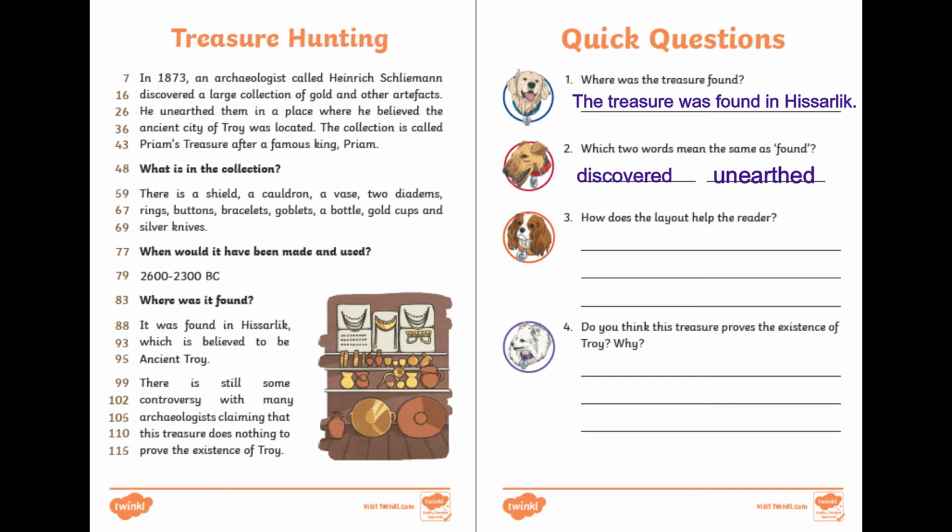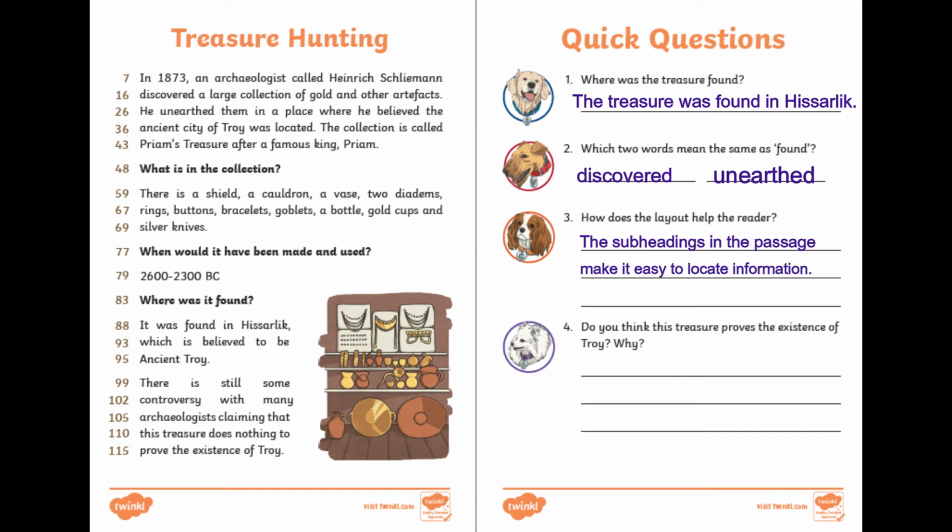Now for question 3. How does the layout help the reader? I can see by the little dog that appears next to it that this is a question that's going to ask me to comment on things. So it's more of a personal opinion kind of question. Well, I mentioned this earlier. When I looked at the text, it has subheadings. Those subheadings are in bold: what is in the collection, when would it have been made and used, and where was it found? Those 3 subheadings make it very easy to find specific information. So I can write that as my answer. The subheadings in the passage make it easy to locate information.